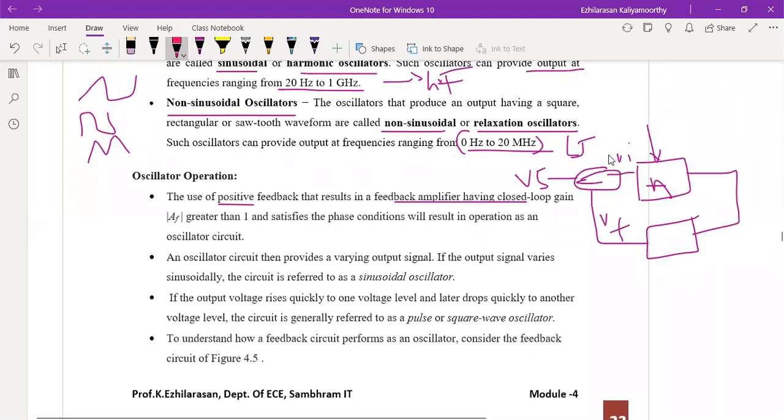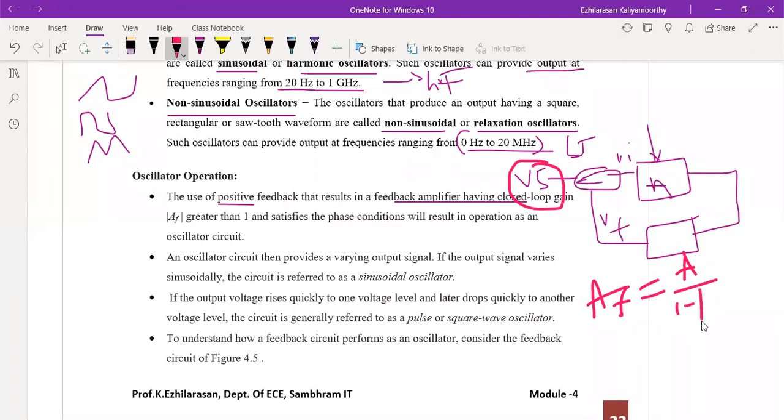But here, there is no signal source. So we just have to connect it like this. This is a closed loop gain, which is AF, the total feedback gain. For negative feedback, you remember it is A by 1 plus A beta. But for positive feedback, the relation is AF equals A by 1 minus beta A. This we studied; this is the overall gain.